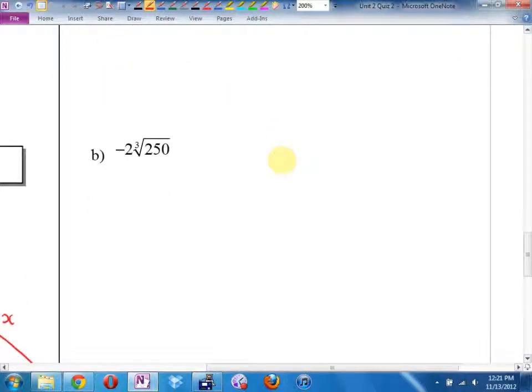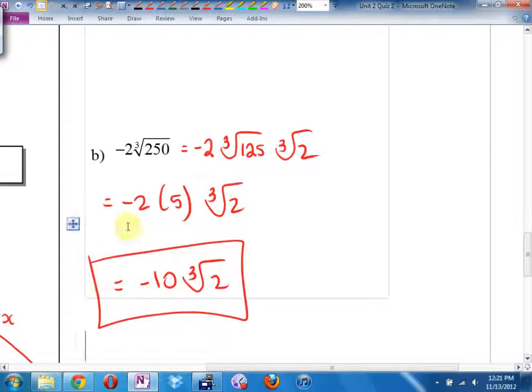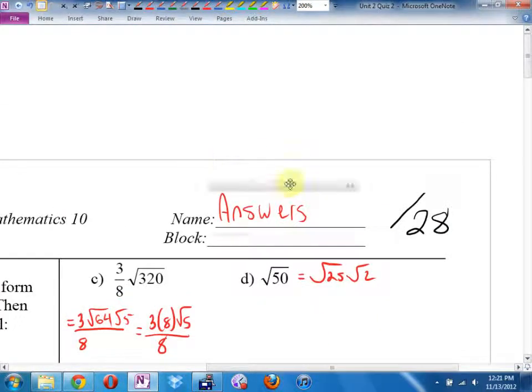B. This is going to be negative 2, cube root of 125, cube root of 2, because 125 times 2 is 250. Again, if this was square root, I would have written that as 25 times 10. It's not. Cube root. This is going to be negative 2 times 5, cube root 2. It's going to be negative 10, cube root 2. Half mark for the negative 10, half mark for the cube root of 2. So this quiz is out of, count 'em, 28. Can you put a little score out of 28 in the top right corner so that I can clearly see it?